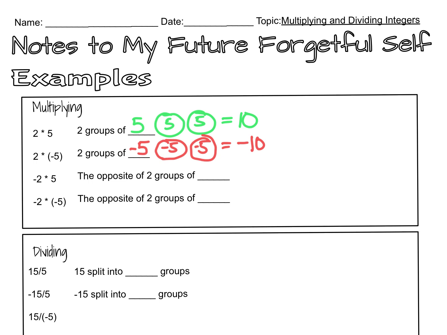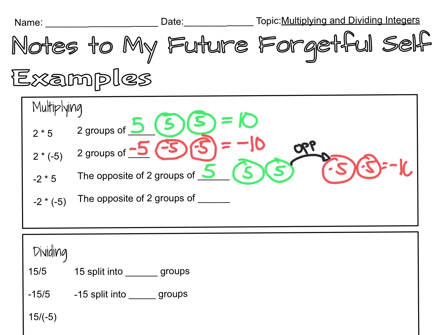So what happens if we switch it around, right? What if we switched it so that the negative was actually with the first number instead of the second number? The way we look at this is this becomes the opposite of 2 groups of 5. So we would draw our 2 groups of 5, but then we apply this opposite switch, or if you want to think of flipping your coins over, and it becomes 2 negative 5s. So when we have the opposite of 2 groups of 5, we end up with an answer of negative 10.